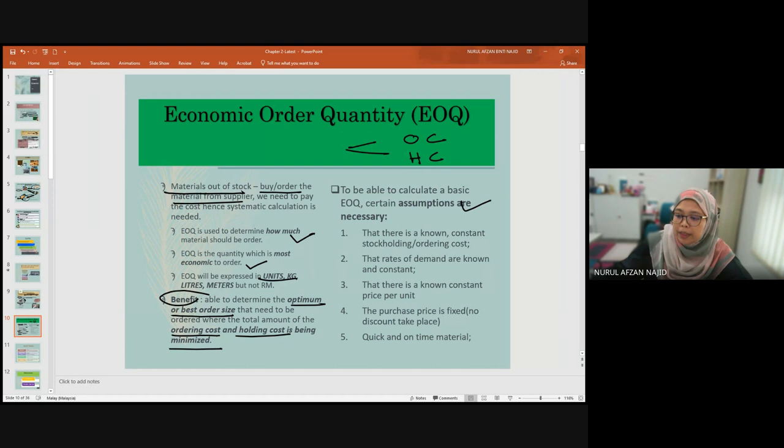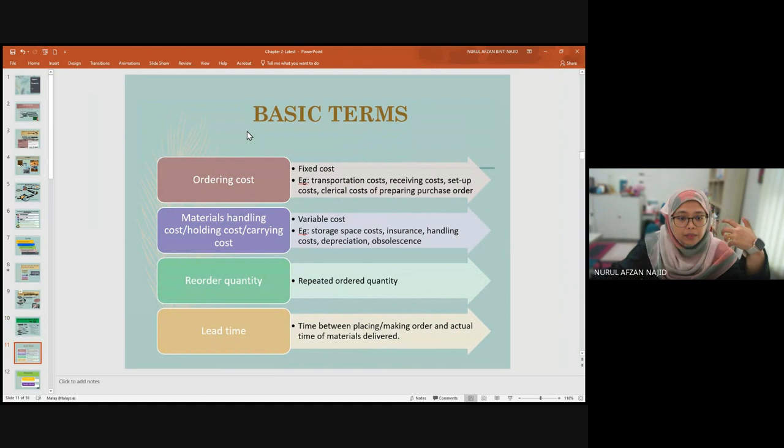Ada beberapa terms yang digunakan dekat dalam definition of EOQ tadi tu. Yang mana you kena faham terms tersebut. Sebab dekat dalam soalan dia tak bagi. So, this is the ordering cost. This is the holding cost. No. Soalan dia tak direct macam tu. Soalan dia akan bagi in general, you need to determine which one is the ordering cost, which one is the material and so on. Untuk dimasukkan dekat dalam you punya formula.